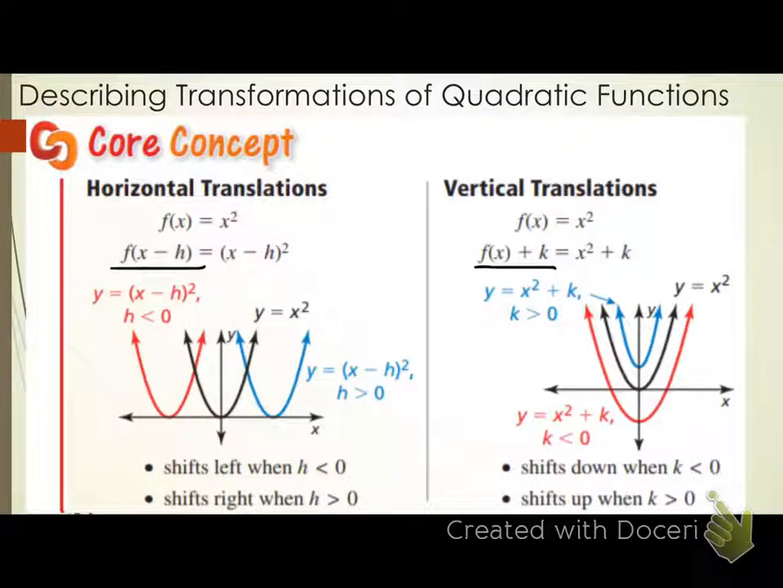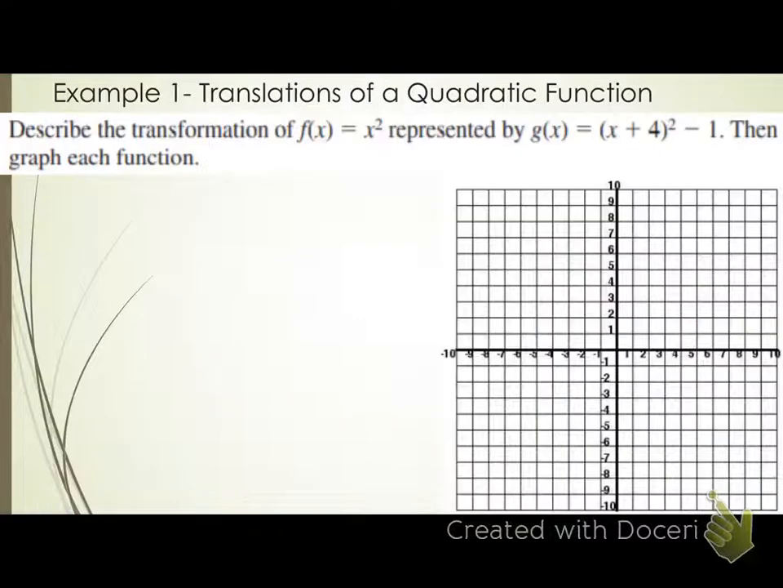Parentheses, quit talking. When I'm adding or subtracting something in the parentheses, it's a horizontal translation. And we do the opposite of what the sign says, right? So here I've got a plus 4 inside the parentheses, so I know it's going to be a horizontal translation. And since it's plus 4, I know I'm going left. So I'm doing the opposite of what that sign tells me to do. Going left, how many units? 4. Do I have any other transformations occurring?